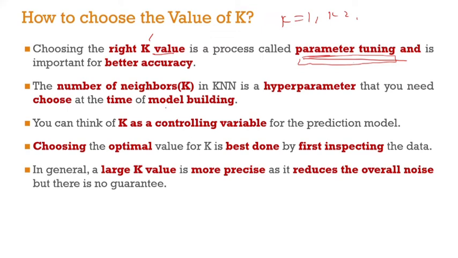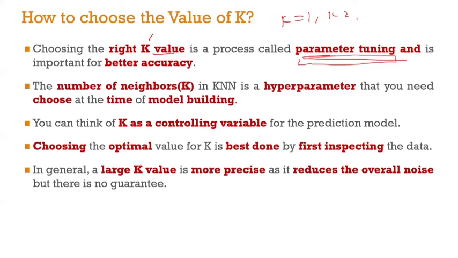So we said this K is the number of nearest neighbors. You have to choose it, of course, at the beginning when you are trying to build your model. It is the main controlling variable for the prediction model you are trying to develop. And if you are able to choose the appropriate K, then it might be better for you. You might be able to get good results.